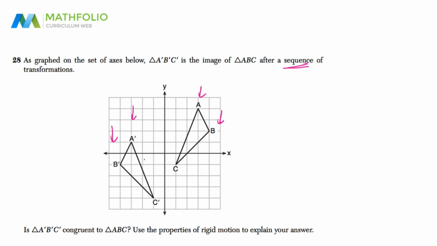So that's something that we should think about. Well, let's think. If I move this shape, I'm just eyeballing right now, but if I move it so that C is down here, and that B also moves down, then this first one is going to be a translation. So let's think about this. And we're asked to say if it's congruent, and it looks congruent. So it says use the properties of rigid motion to explain your answer.